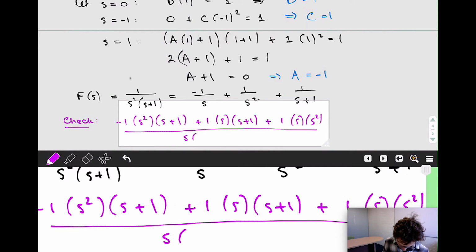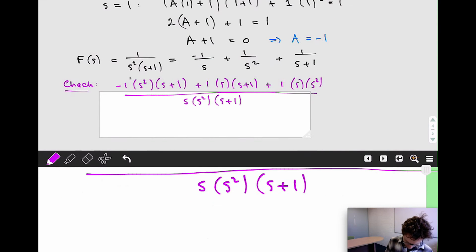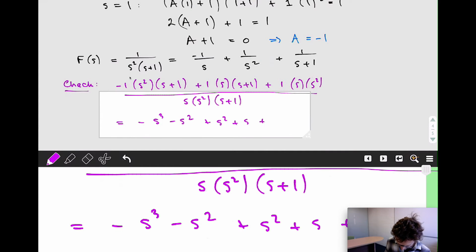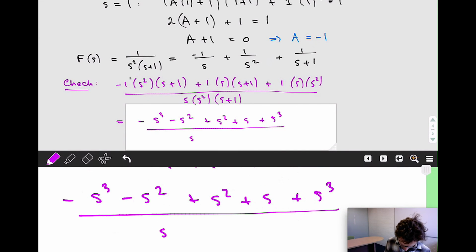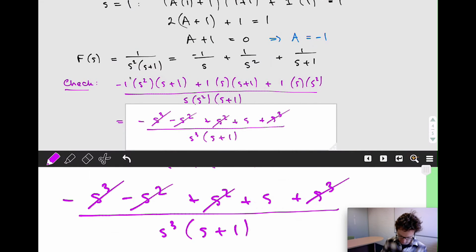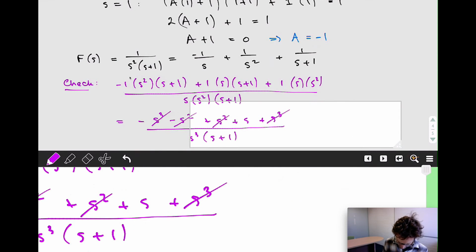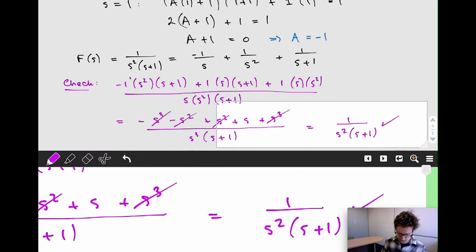We've got an s, we've got an s squared, we've got an s plus 1. So I'm going to have minus 1 times s squared times (s plus 1), so that's minus s cubed minus s squared, plus s squared plus s cubed, all divided by s cubed (s plus 1). So let's see if there's some cancellations. The s cubeds cancel out, the s squareds cancel out. I'm left with just an s on top, and that cancels one of my s's on the bottom to give me exactly what I started off with. So that check works.